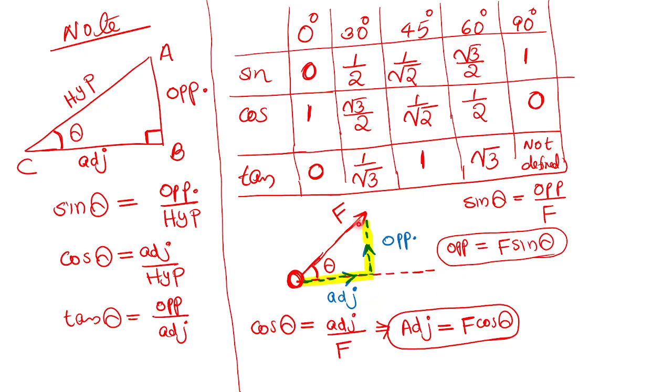And another one is the vertical component, the opposite, which is F sine theta. So F is the resultant of F cos theta horizontally and F sine theta vertically. If F cos theta and F sine theta are applied together, the resultant force is F. You have to memorize this. Just write it like this: adjacent means horizontal, opposite means vertical. So you must have this idea.